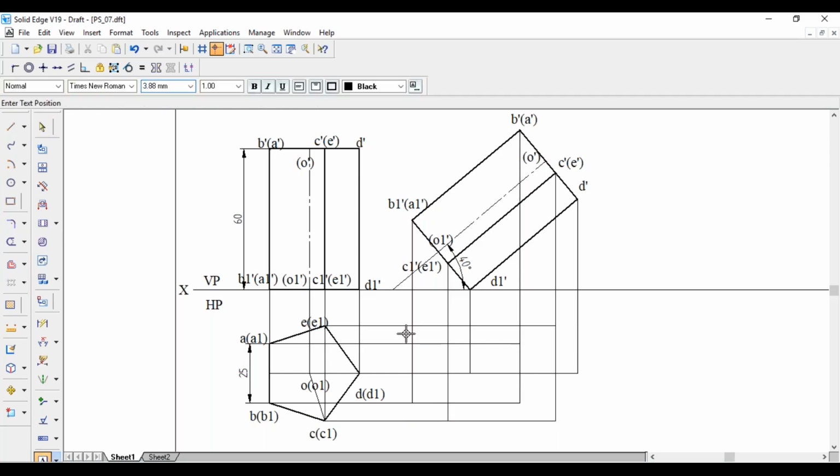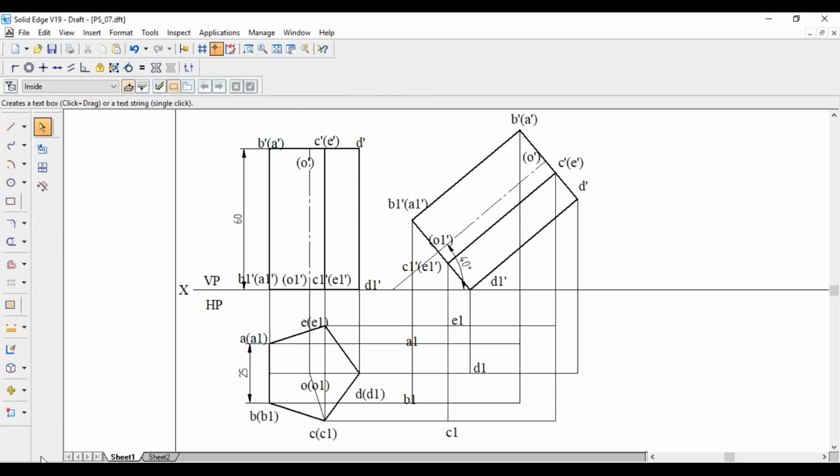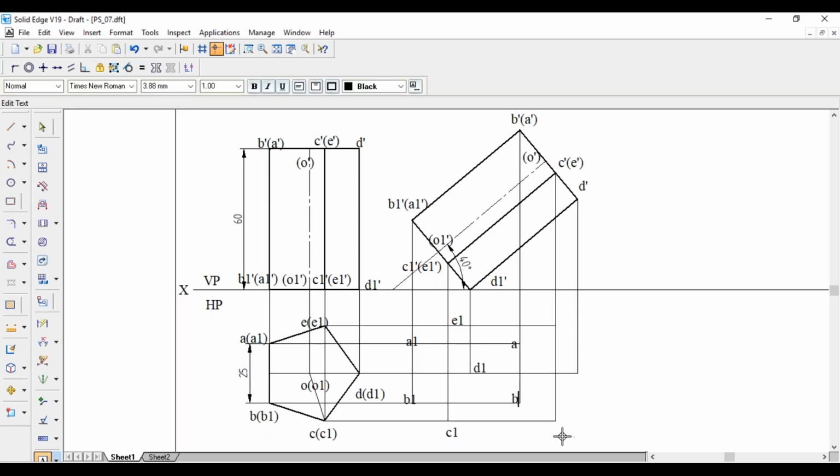So A1, B1, C1, D1, E1. So this is A, B, C, D, E.